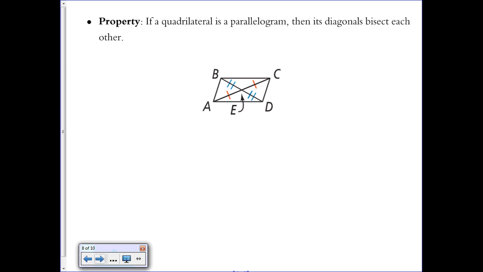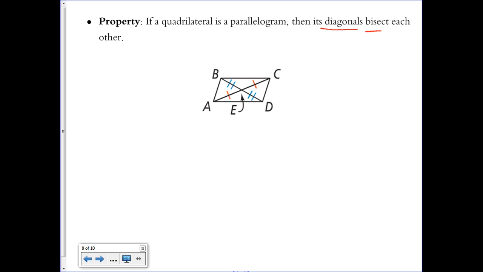And then another property is that the diagonals of a parallelogram bisect each other. So diagonals are the segments that go from a vertex to an opposite vertex, so right through the figure. And bisect means cut in half. So the segment AC, when you go right through the middle of this figure and connect A to C, is cut in half by the segment that goes from B to D. Same thing, the segment from B to D is cut in half by the segment AC.